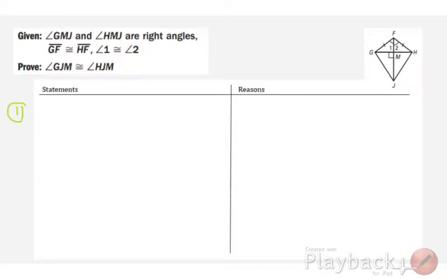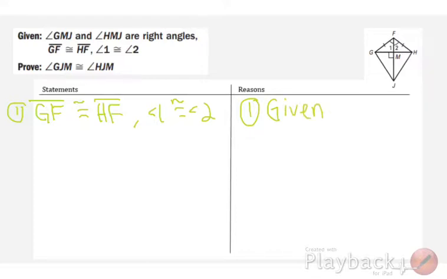All right, so we aren't really using the right angle part, so I'm not going to include the right angle part right now. We'll just go with GF is congruent to HF, and angle 1 is congruent to angle 2, and our reason for that is given. They just give it to us.